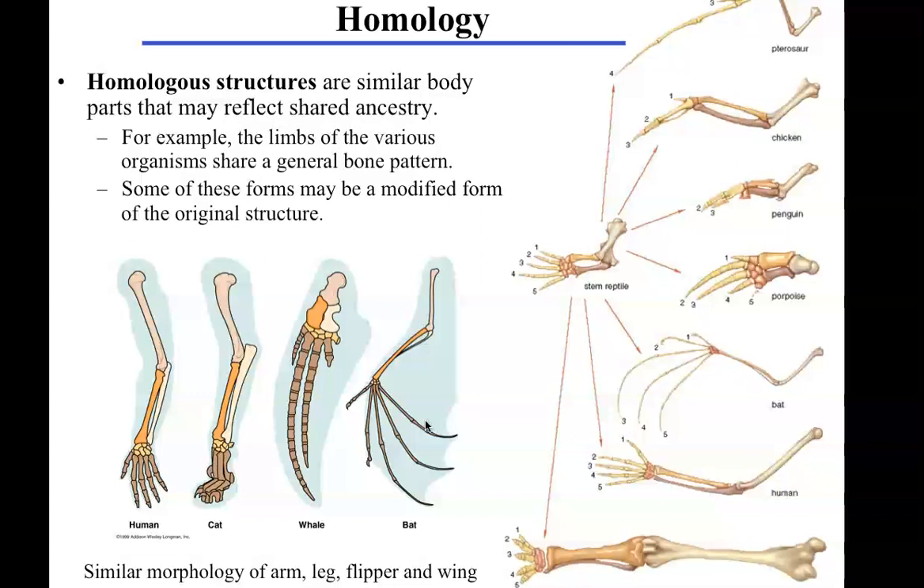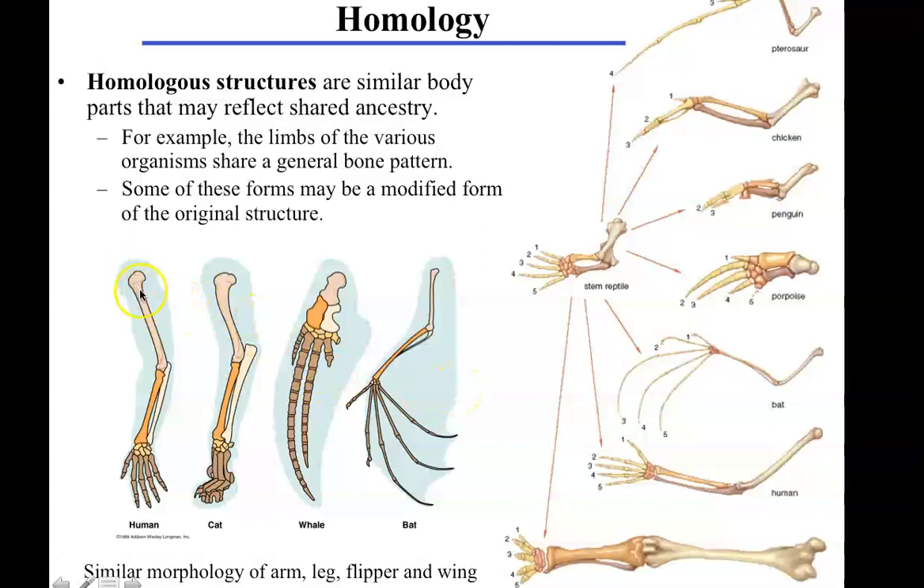So in the picture on the left, you can see we've got a human arm, a cat leg, a whale flipper, and a bat wing. And where this is an arm and a leg and a flipper and a wing do very different things. But at the same time, if you look at the bone structure, you see they're really, really similar.